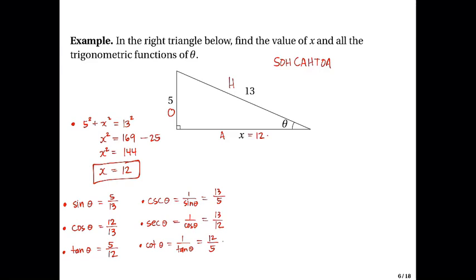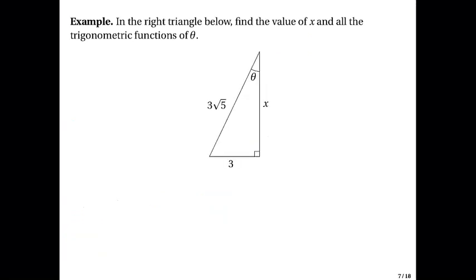Questions? Next problem. So in the right triangle below, find the value of x and all the trigonometric functions. So in here, this is the value of x. It's one of the legs. This is 3, the other leg. And of course, this is the hypotenuse.